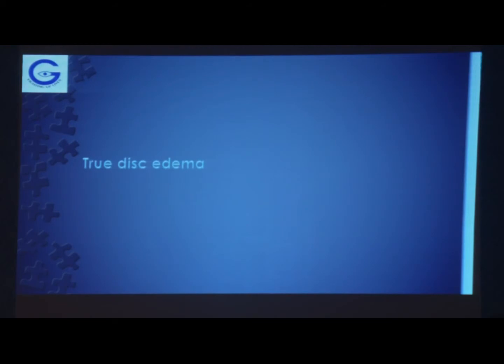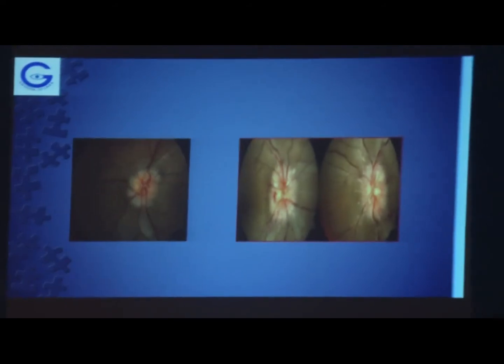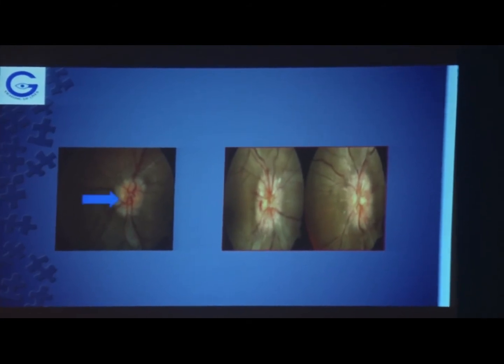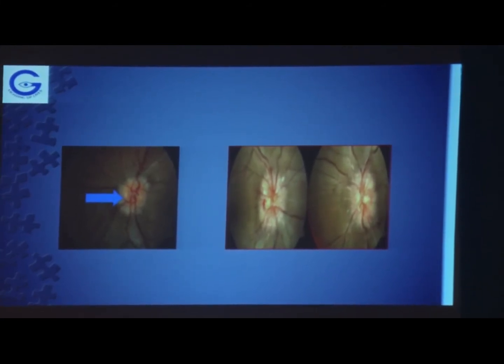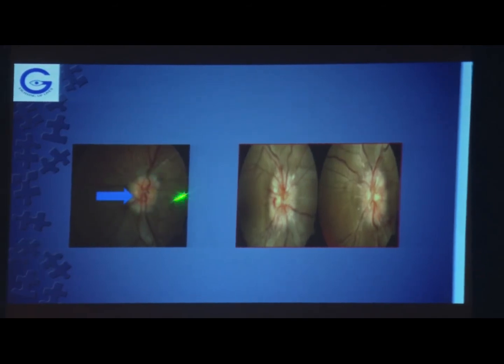Now, how will you diagnose true disc edema? What is this? And what is this? How will you differentiate between true disc edema and pseudo disc edema? And what is this? Are you able to see a small globular, yellowish color globular thing in this disc? If you are able to see this globular structure, you can very well say it is an optic disc drusen.